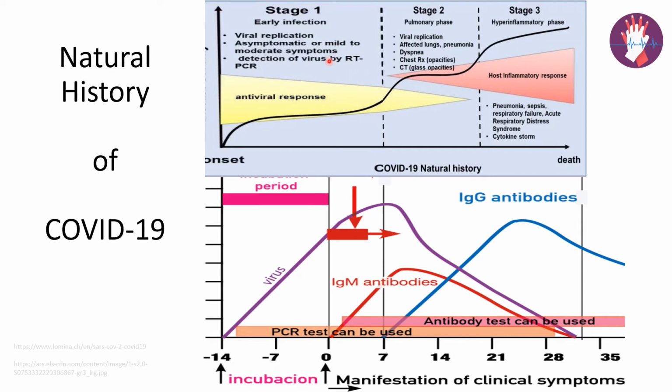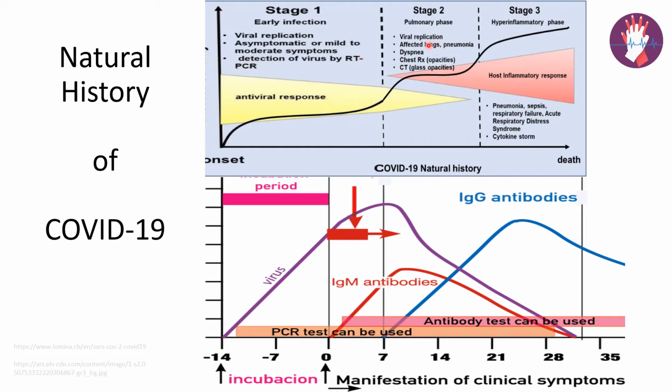On the top graph are the clinical features, stage 1, 2, and 3. In the initial phase, the body mounts an antiviral response, and the patient may be asymptomatic, which is true in the majority of cases. Some of them may have mild symptoms as well. In this phase, the PCR test is positive.